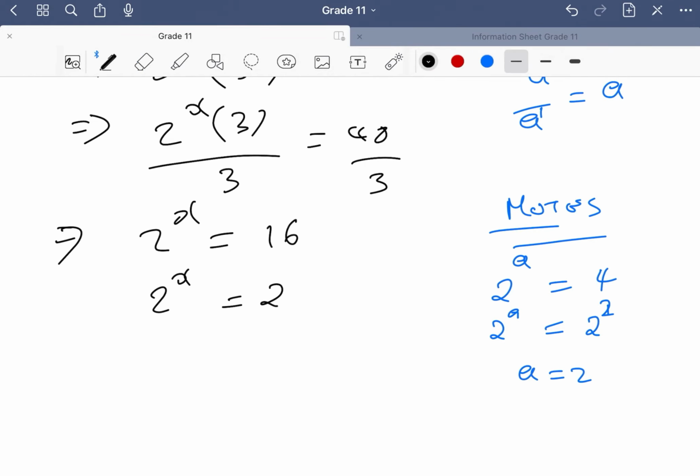So now we have 16, and we already know that 2 power 4 is 16. So that's how you always check yourself and gain the intuition of actually finding that your answer is correct, and prove it.